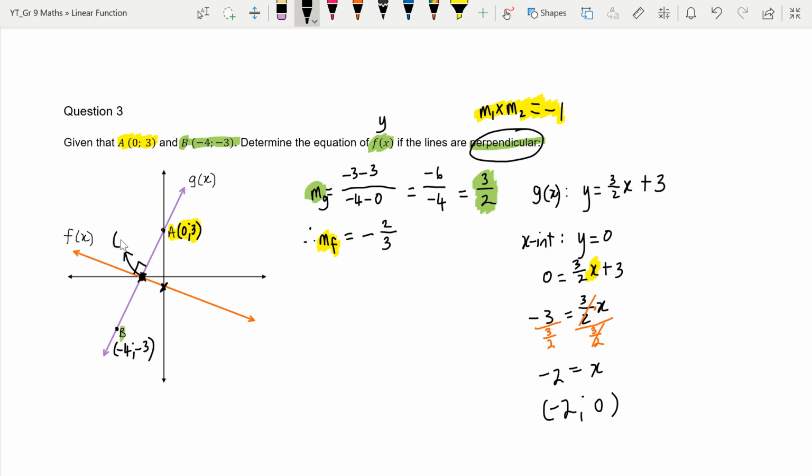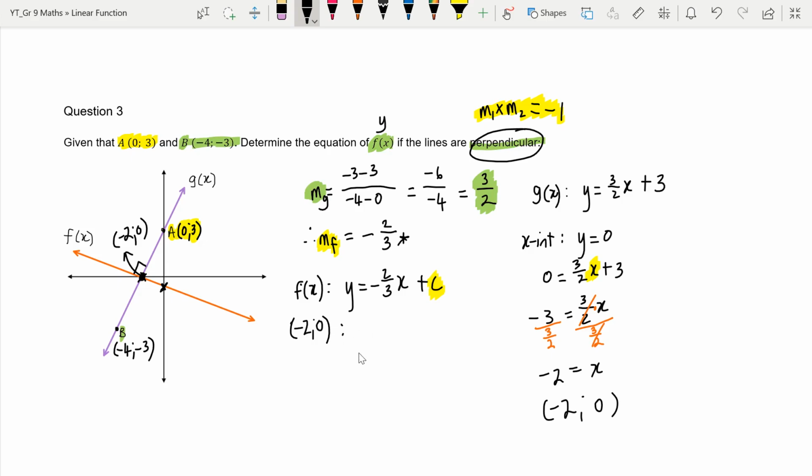Thank goodness we now have a point on our orange line that we can go plug in. So in our orange line, now this side we are dealing with f of x. So far we've got that our gradient would be -2 over 3x. We found it over there, right? Using the perpendicular line idea. And we don't know what our y-intercept will be. But we've got a point that we can substitute that is on our line. On our line, we've got the point -2 and 0. Let's go plug that in.